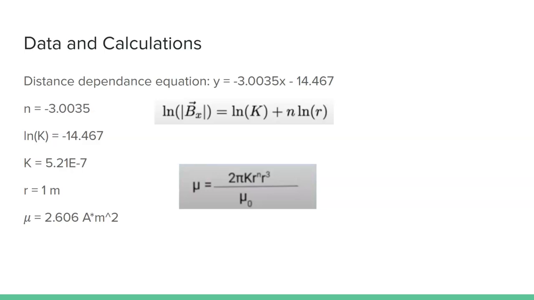ln k, of course, is the -14.467. K, after some rearranging, is equal to 5.21 e to the -7. R is just going to be 1 in this case, and from rearranging the equation, I could find that mu is going to be 2.606 ampere meter squared.